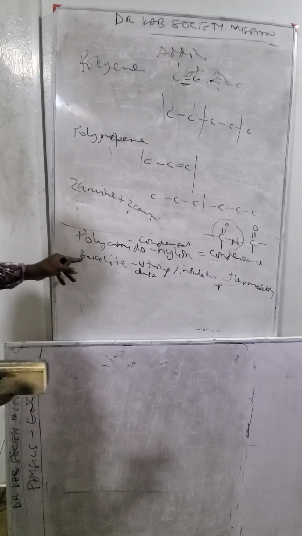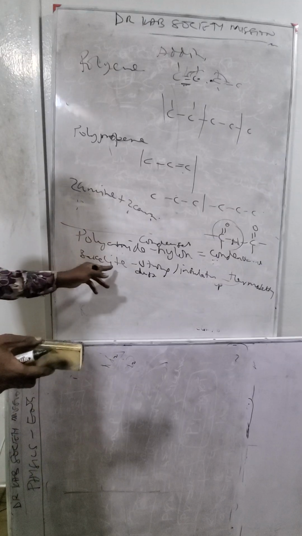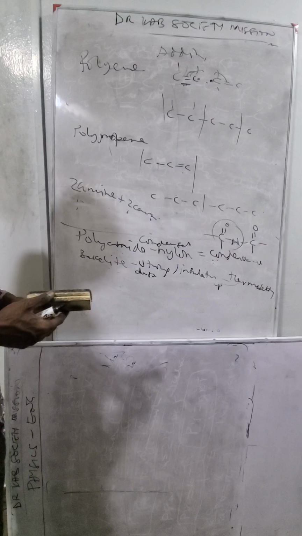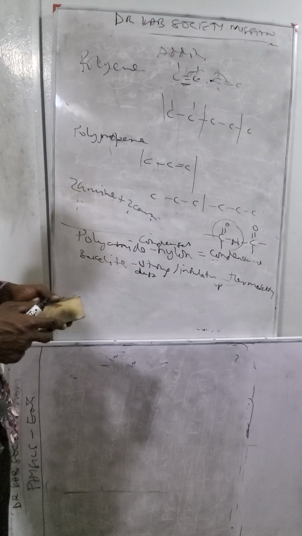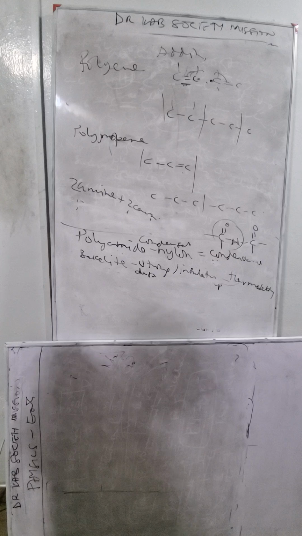It's a very strong one, from around the 1900s. It was the first plastic that was made. Very strong. Right. So this brings us to the end of the discussion.